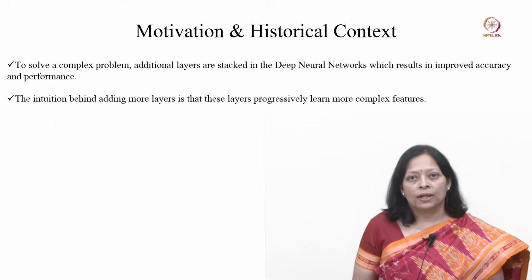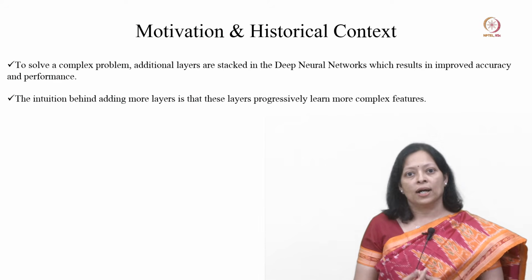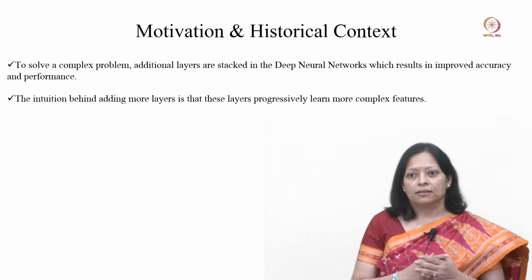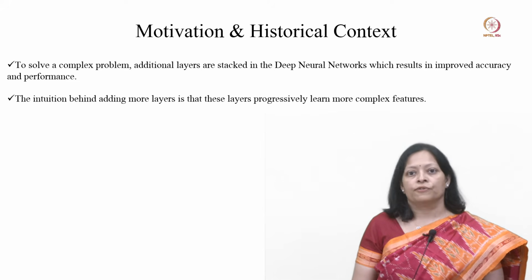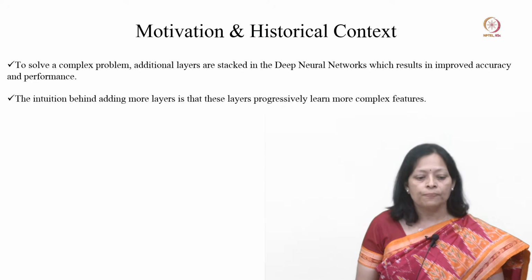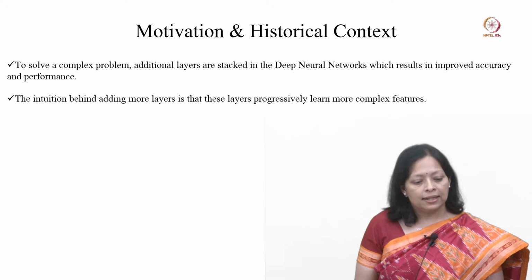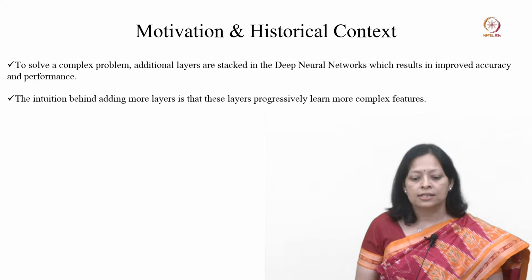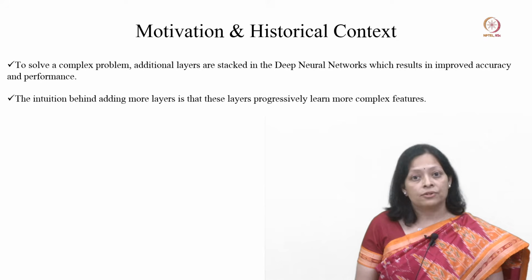Now in 2012, we all know that AlexNet won the ImageNet Large Scale Visual Recognition Challenge, and it changed the entire picture of deep learning. Then in 2014, when GoogleNet won the challenge with VGG19 taking the first runner-up position, scientists started thinking that if we can stack additional layers in a deep neural network, it can result in improved accuracy and performance.